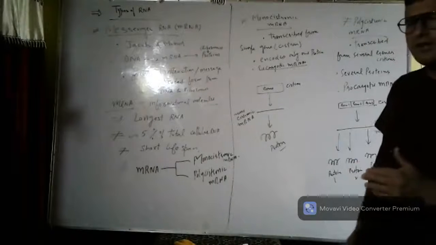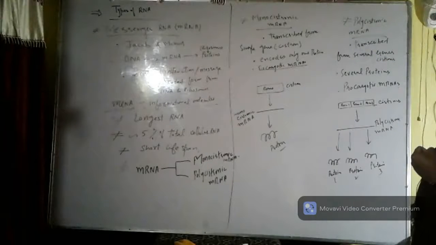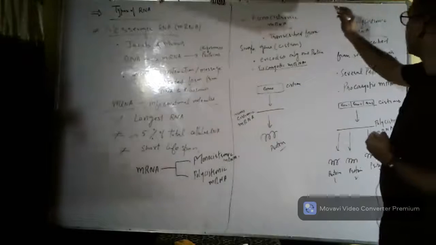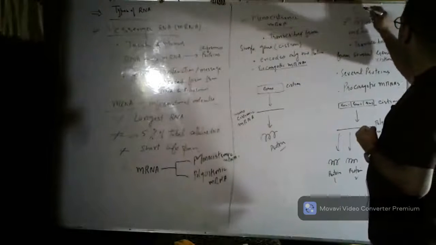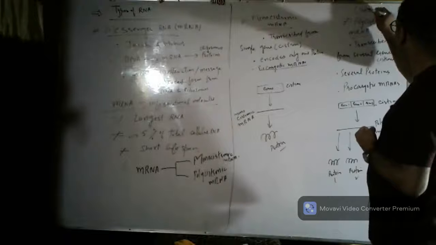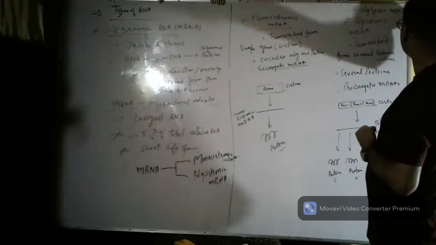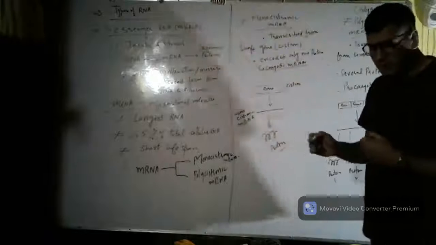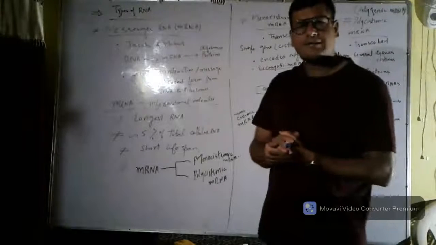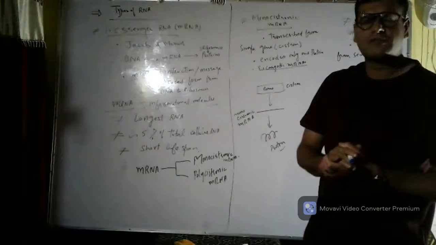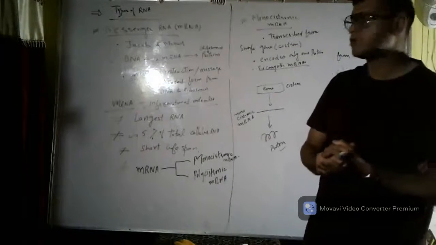So prokaryotic mRNAs are polycistronic mRNAs. These polycistronic mRNAs are also called polygenic mRNA. So what do you mean by polygenic mRNA? Polygenic mRNA is that mRNA that gets transcribed from several genes, from several cistrons.